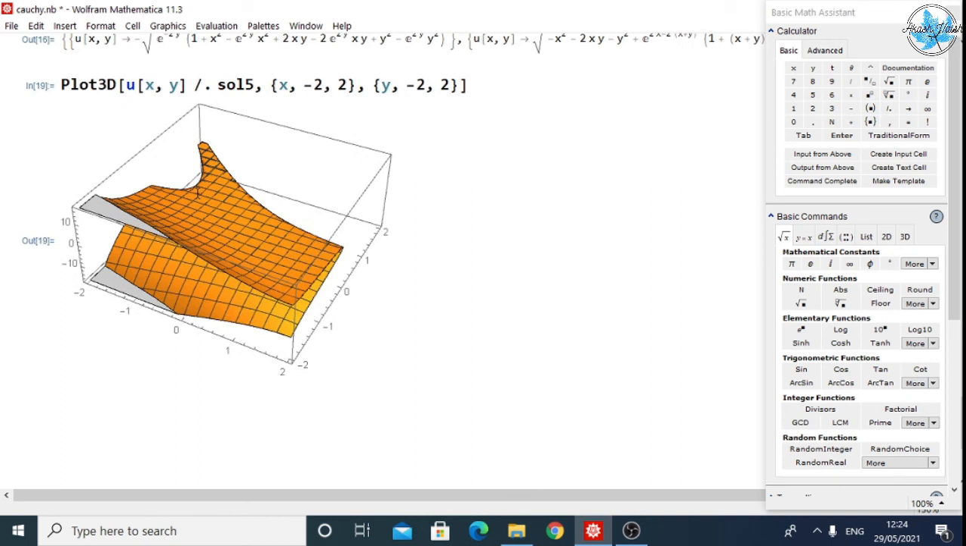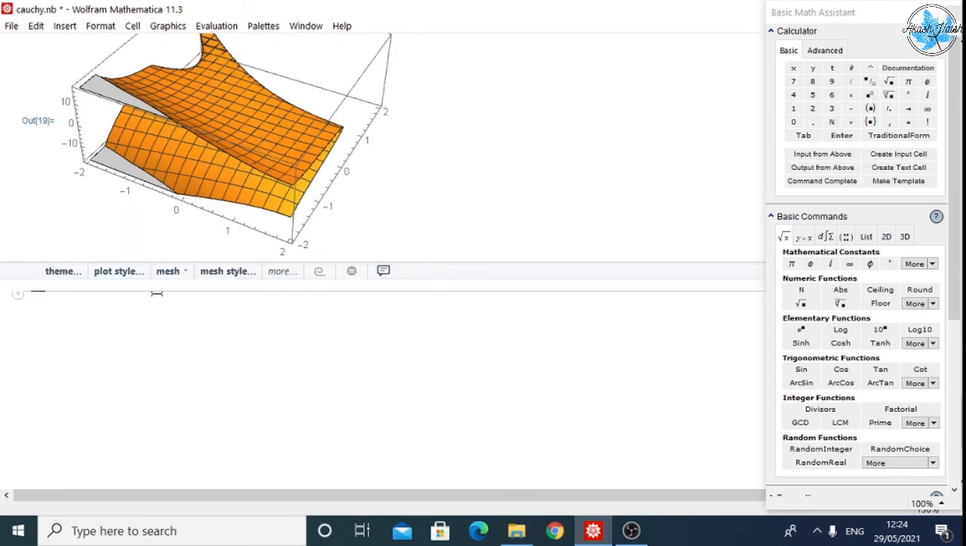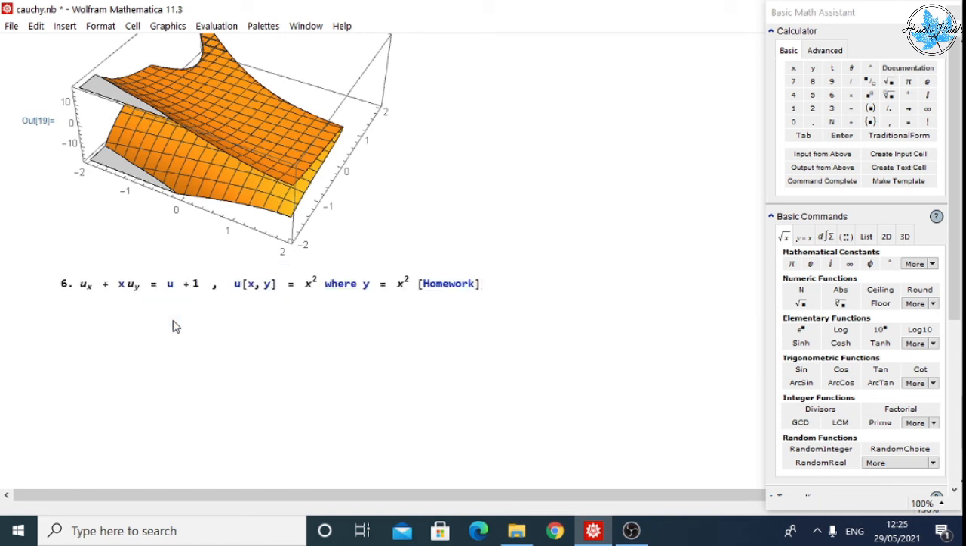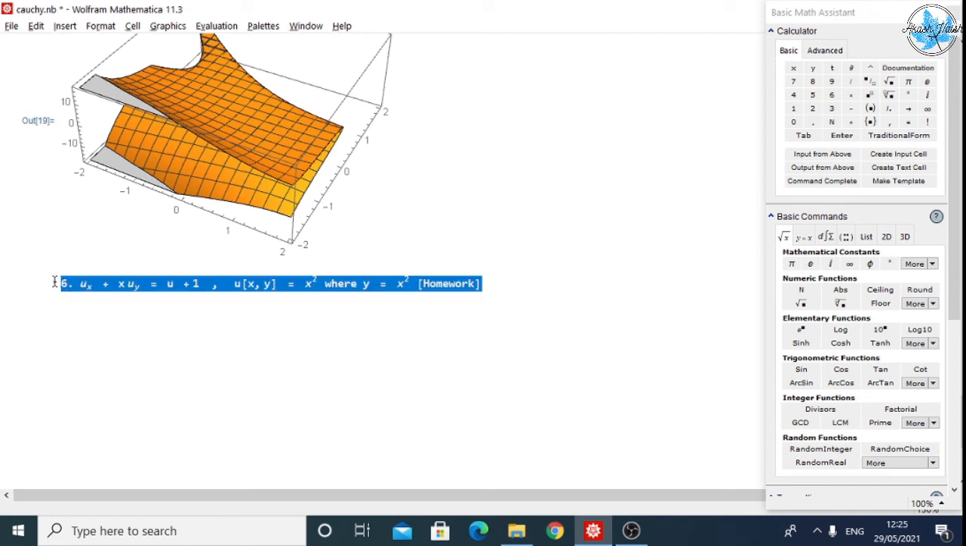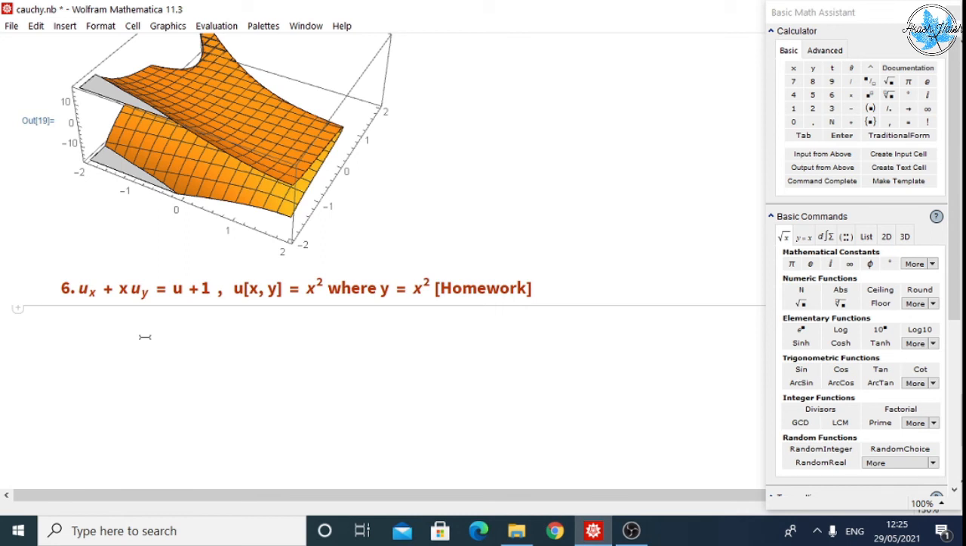So I am writing here equation 6, which is for your homework. Try this by yourself, and if you are not able to find the solution, just write down in the comment section. So the equation is u_x, that is the derivative of u with respect to x, plus x times the derivative of u with respect to y is equal to u plus 1, where u is the dependent variable on x and y, and here the initial condition is given as u of x comma y is equal to x squared, where y is equal to x squared.